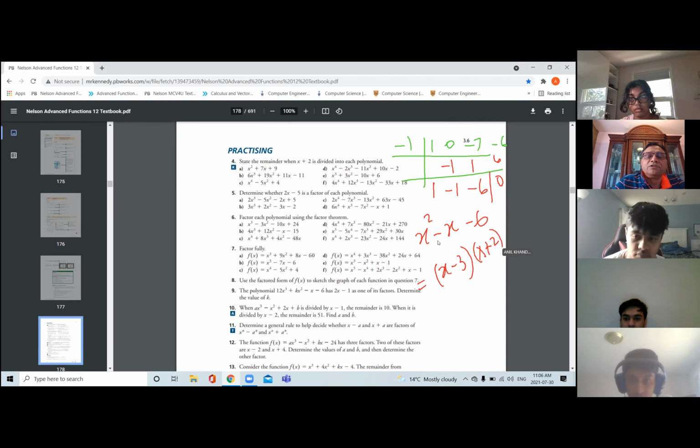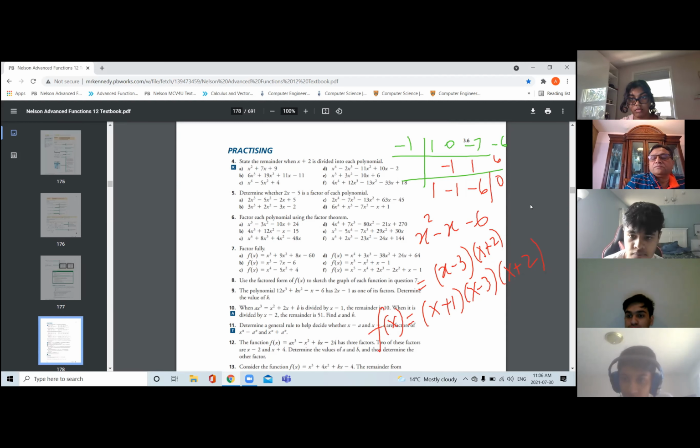Is this clear to you? So now you know x plus 1 is another factor. So f of x is basically equal to x plus 1 times x minus 3 times x plus 2. Now you'd sketch it. It's a degree of 3, and the zeros are -1, 3, and -2. The leading coefficient is positive, so right side up. The multiplicity is all 1.